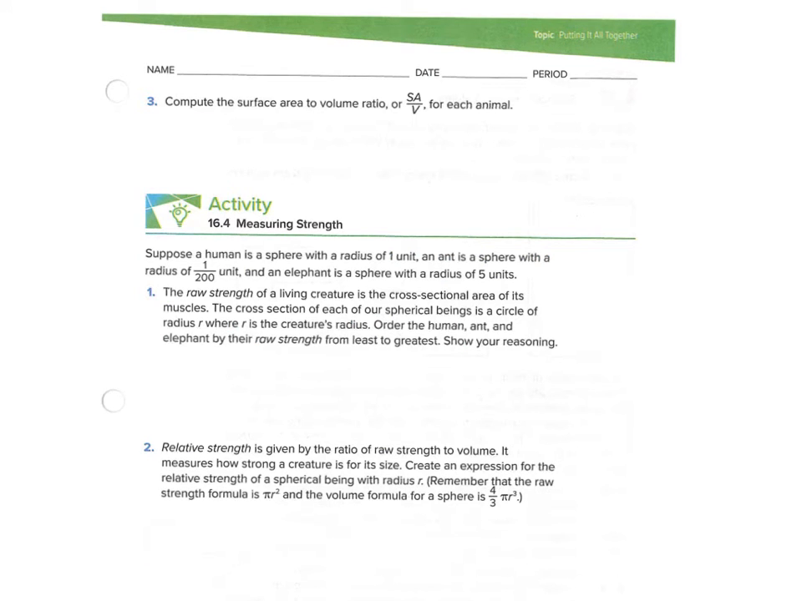The surface area to volume ratio. So surface area to volume ratio means surface area is my numerator, volume is my denominator for each animal. So let's start with the elephant. So for the elephant, if I put my surface area on top, going back to the previous page, that's 254.5 feet squared over its volume, which was 381.7 feet cubed. Don't cancel your units here.